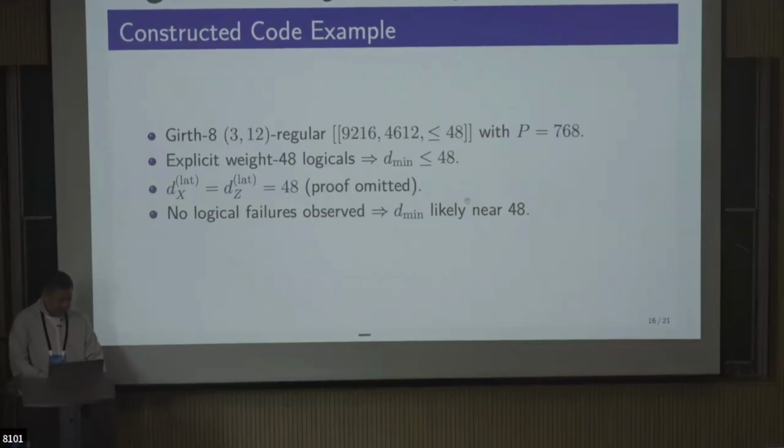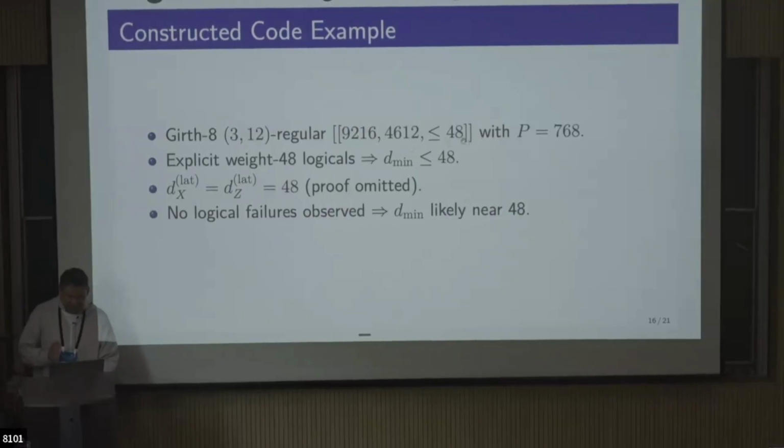So this slide gives a constructed example with the lifted size P equals 768. So we obtain girth 8, the minimum small cycles 8, regular column weight 3 and row weight 12 regular CSS LDPC codes with code length about 10,000, and the coding rate is 1/2 and the minimum distance is upper bounded by 48.